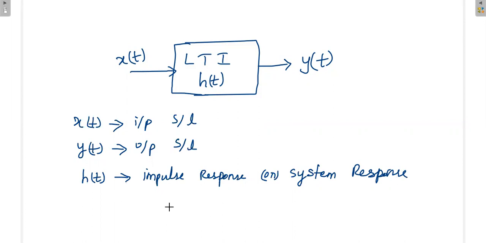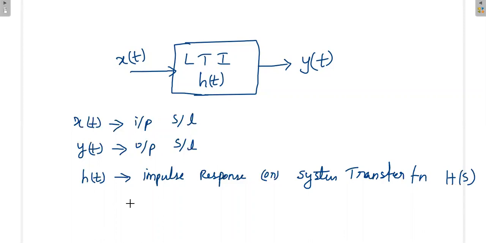And this is not a system response, something equivalent to system nature is the system transfer function. But system transfer function means we will be mentioning it in S domain, H of s. So this indicates the characteristics of the system. H of t is denoting the characteristics of the system.